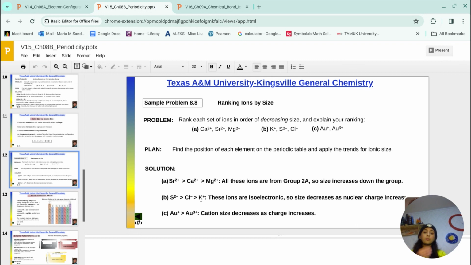next group, K plus, S 2 minus, Cl minus. For B, we are rearranging it as S2-, Cl-, K+. These ions are isoelectronic, so size decreases as the nuclear charge increases. And for C, Au+ and Au3+, Au+ and Au3+ is how we are going to leave it, because cation size decreases as charge increases.